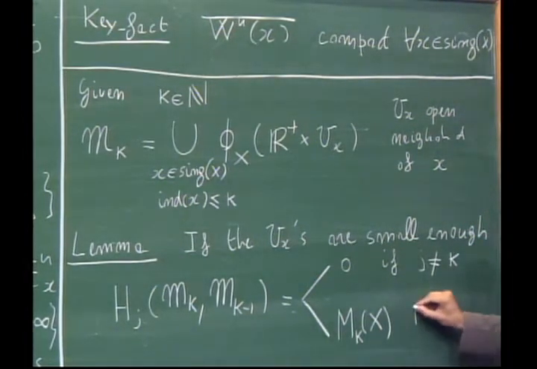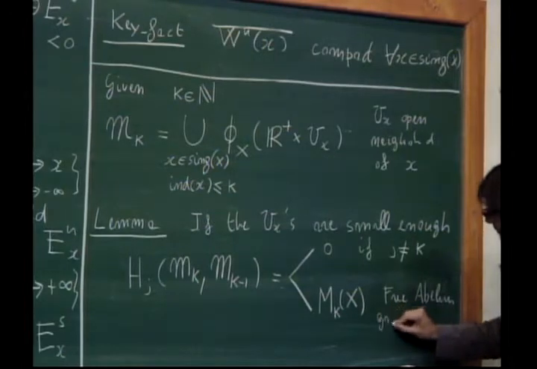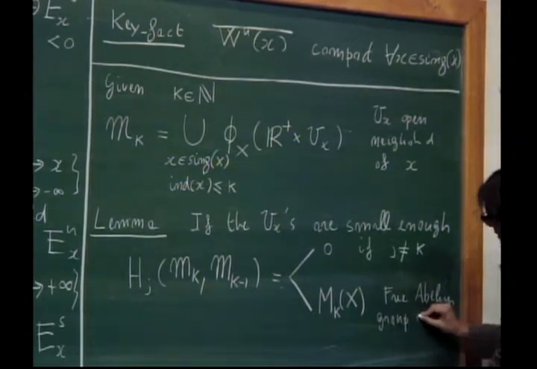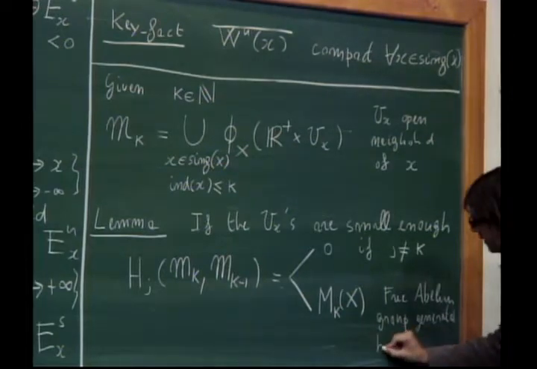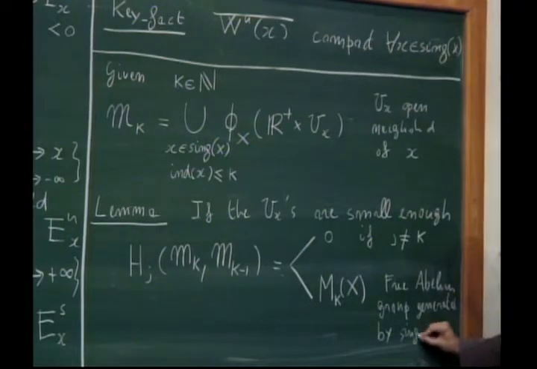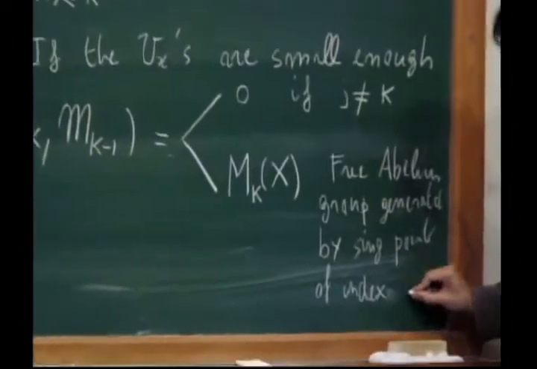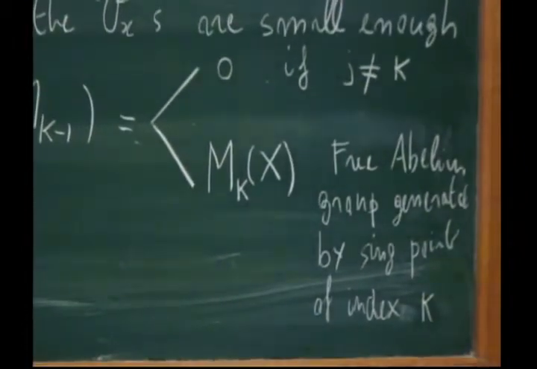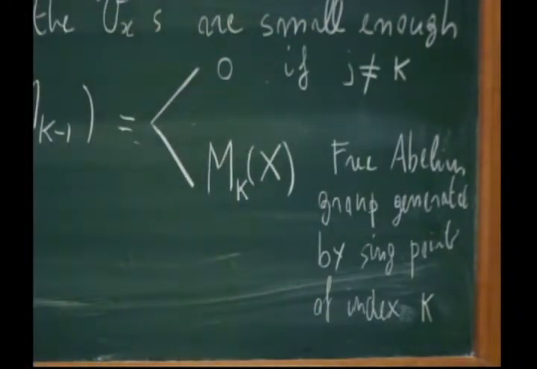This is the free abelian group generated by singular points of index exactly k. Okay? A bit like in finite dimensional Morse theory.